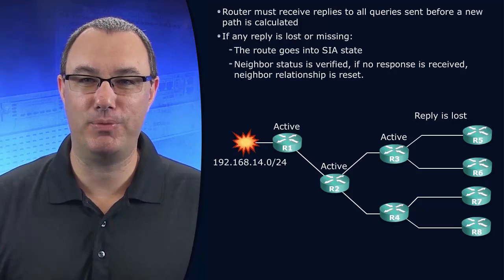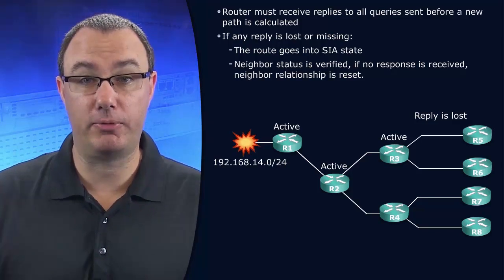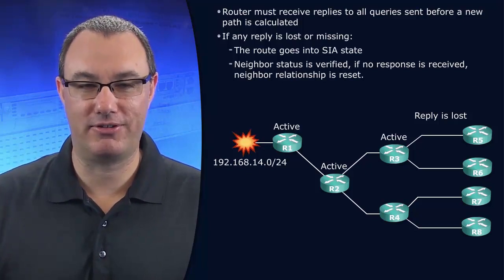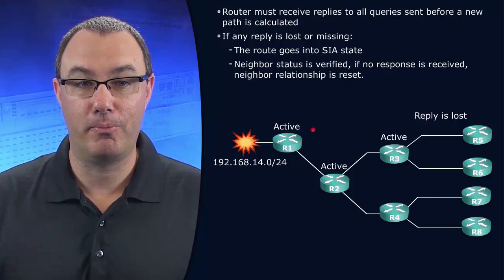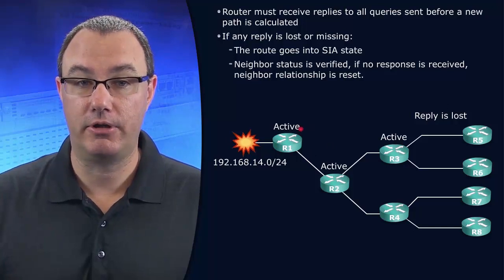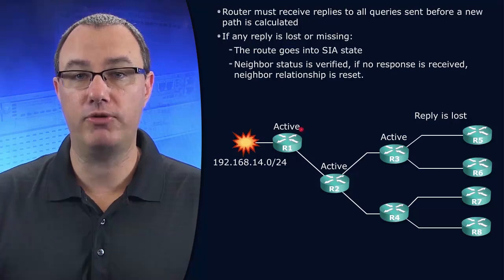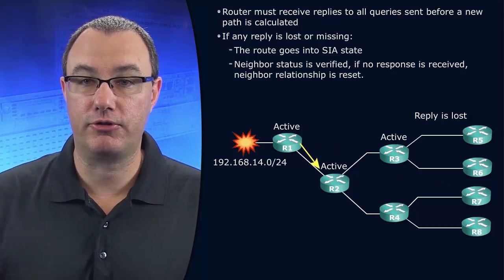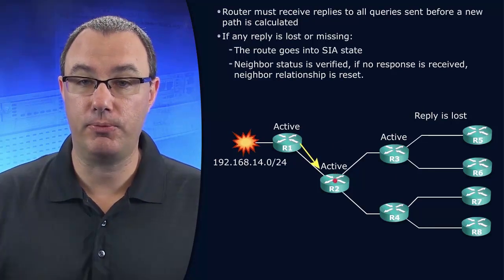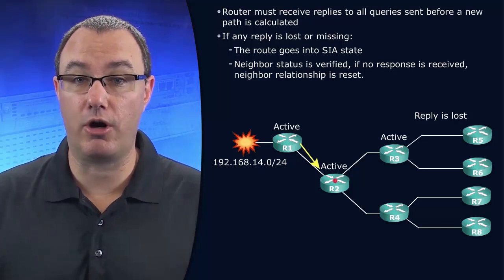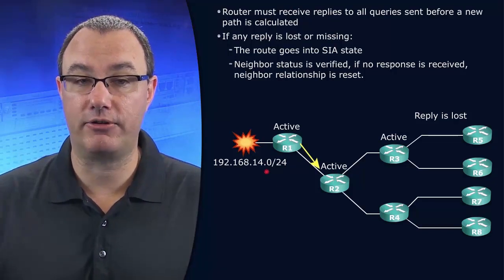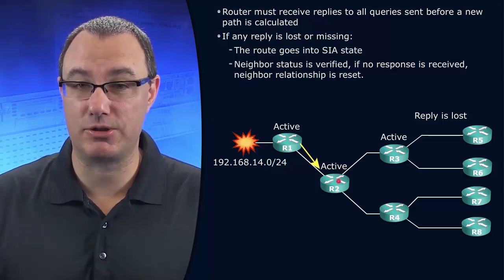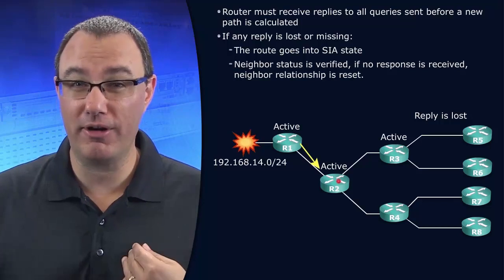In EIGRP, if we lose a successor, we check for a feasible successor. And if there is none, then we begin the query process. That query process says, mark my own way of getting there as active, meaning actively searching for a new successor. And then we query our neighbors. That starts the active status on R2. R2 previously was steered towards R1 to get to this network that we've lost. But now R1, which was R2's successor to get to that network, is querying us.